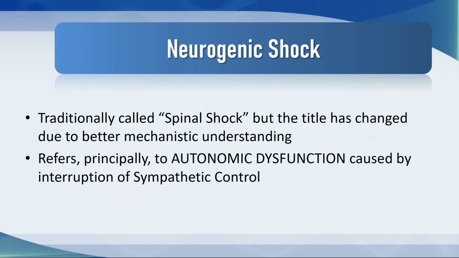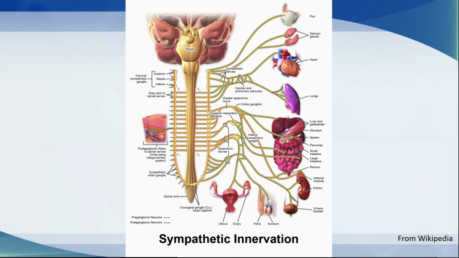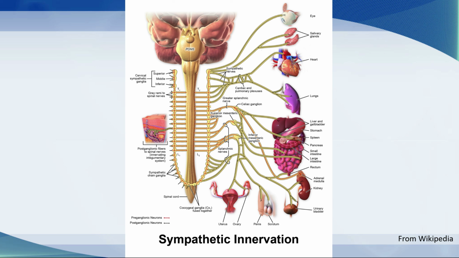Neurogenic shock was traditionally called spinal shock, but the title has changed due to better mechanistic understanding. It refers principally to autonomic dysfunction caused by interruption of sympathetic control. If you work in critical care or anesthesia or indeed medicine, you need to have an extensive understanding of the autonomic nervous system, and the sympathetic nervous system is involved in a vast array of autonomic functions.